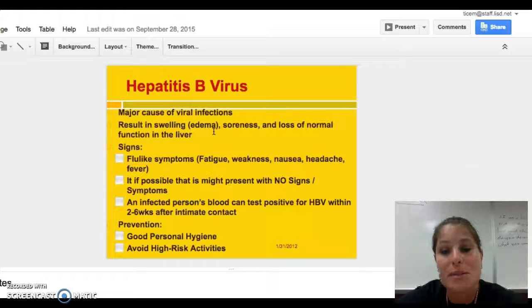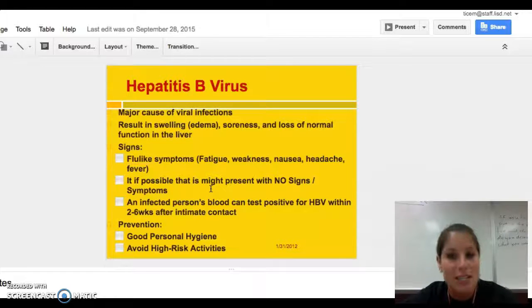Some signs and symptoms that we see with people with hepatitis B are flu-like symptoms. I think that's very interesting because everybody has flu-like symptoms at some point. Such things as fatigue, being overly tired, muscle weakness is a big one, sickness to your stomach, and fevers are going to be a big one.